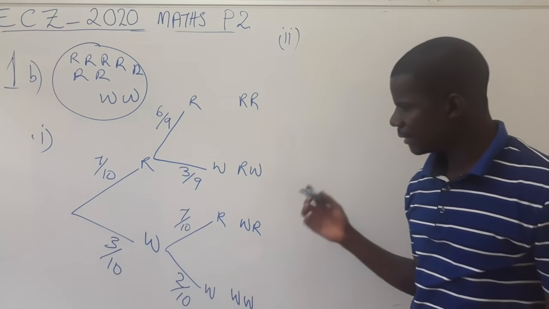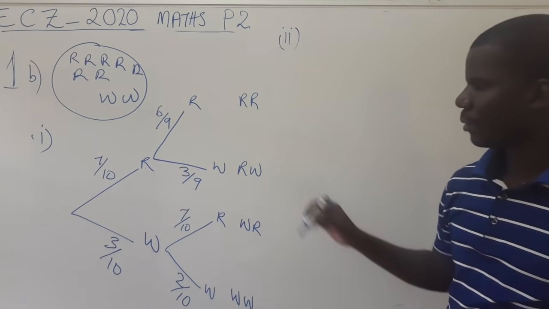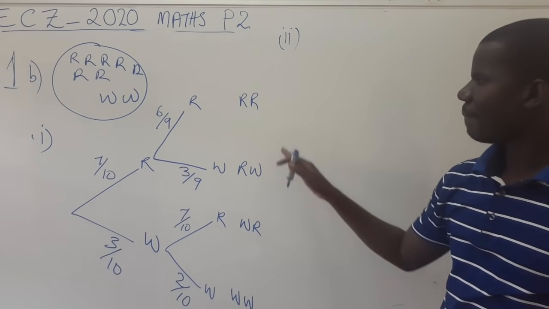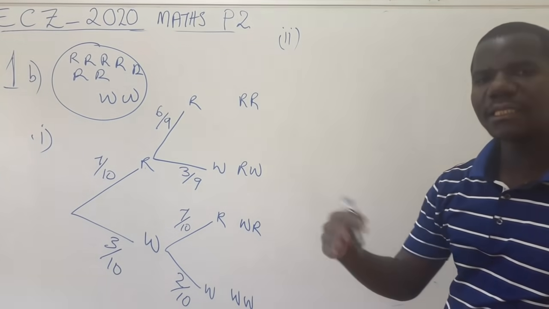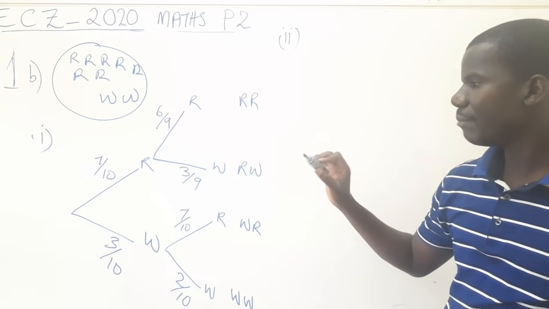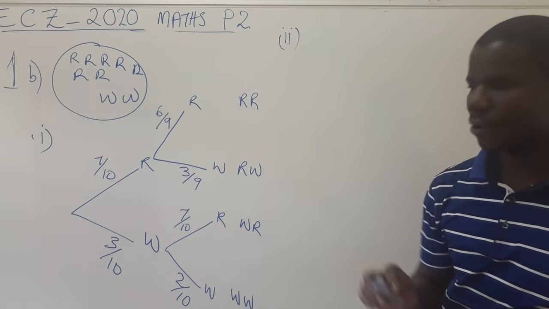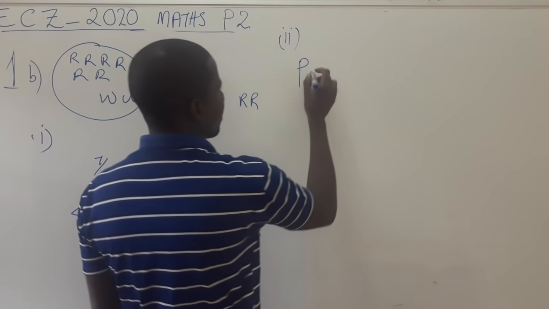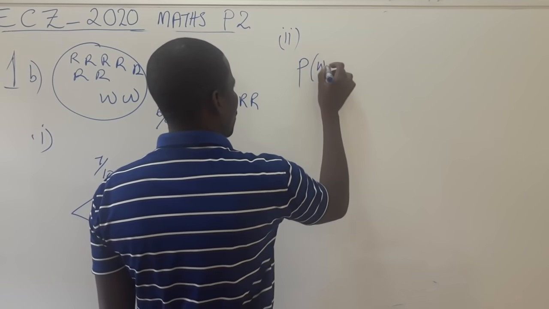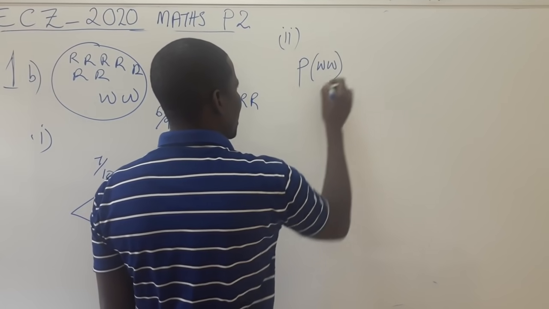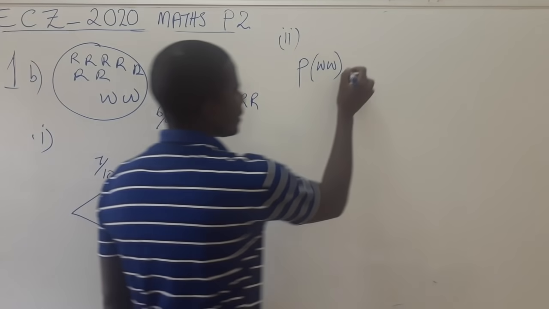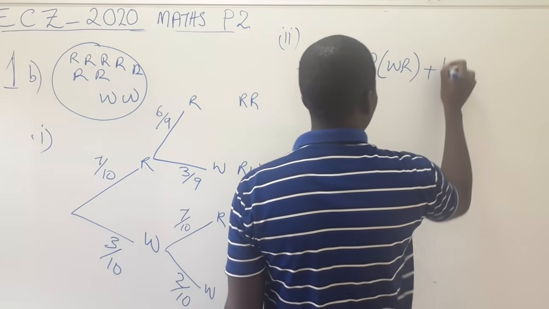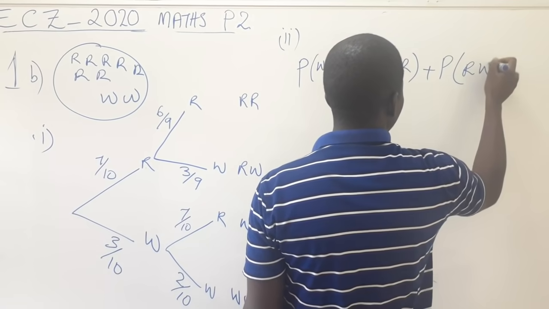Then we're told, what is the probability that we're going to have at least 1 white ball? So, this case where we don't have a white ball does not qualify in our probability. But all these 3 do, because we're told at least 1 white ball. So at least means minimum, so we can have 1 white ball or more. So what we are going to have here will be the probability where both of them are white, plus the probability where we can have white and red, plus the probability where we can have red and white.